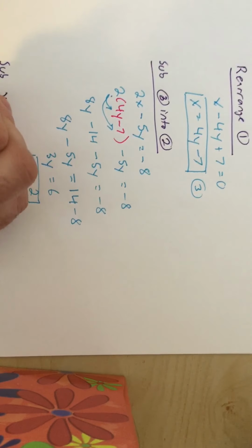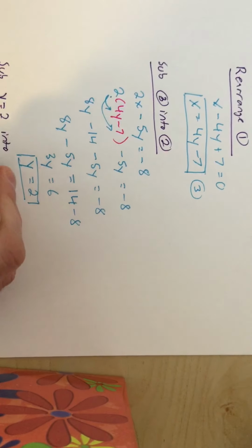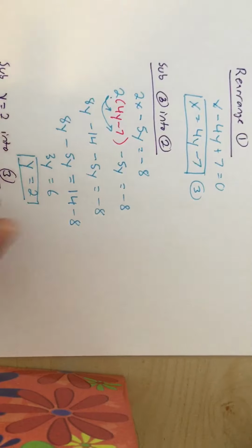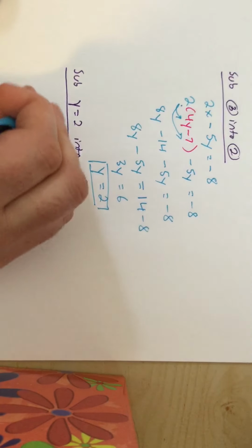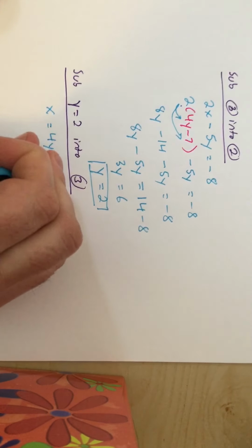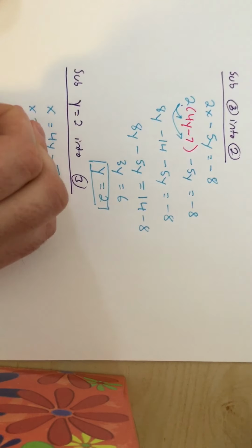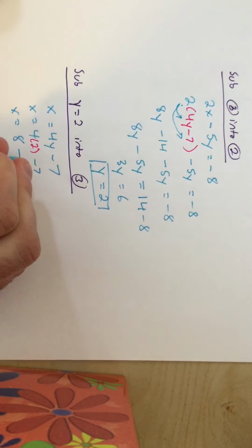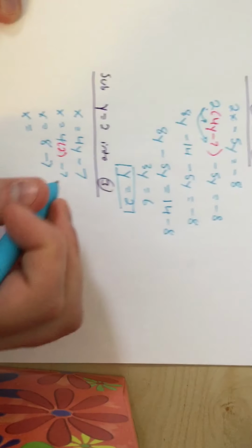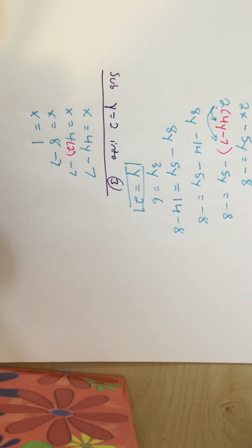We sub y equals 2 into equation 3. Again, equation 3 is x equals 4y minus 7. x equals 4 times 2 minus 7. So x equals 8 minus 7. x equals 1.